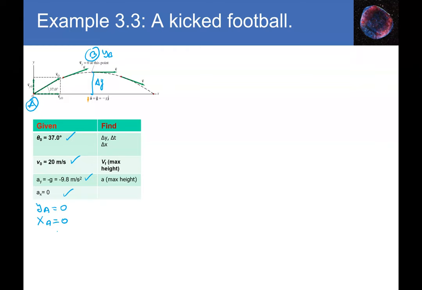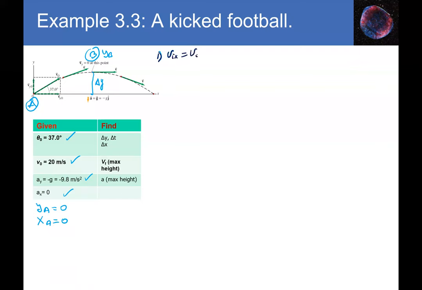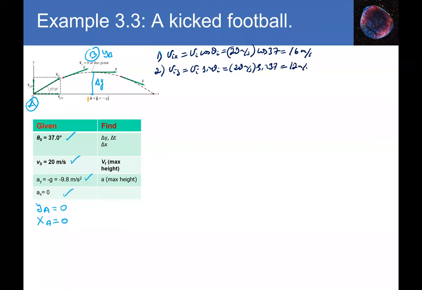All right, now, as I mentioned, the first thing to do is always to find the components. V initial in the X will be V initial cosine of theta initial, which is 20 meters per second times cosine of 37, so we should get 16 meters per second. Then V initial in the Y direction will be V initial sine of theta initial. This will be 20 meters per second times sine of 37, and this should give us 12 meters per second.